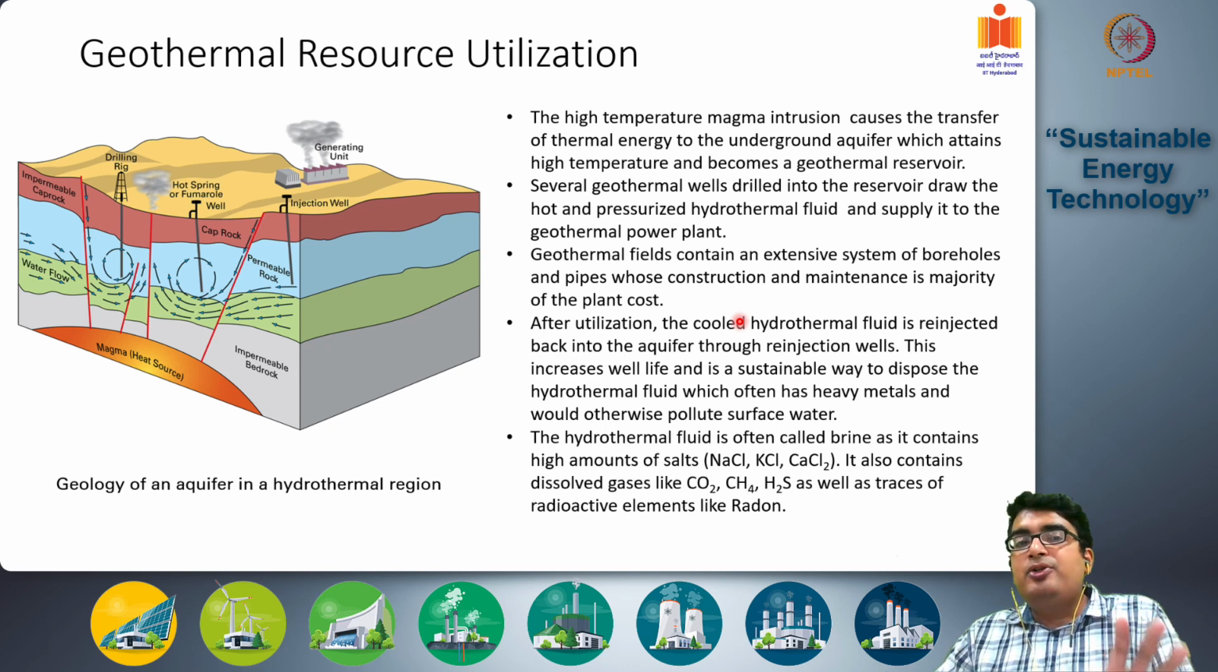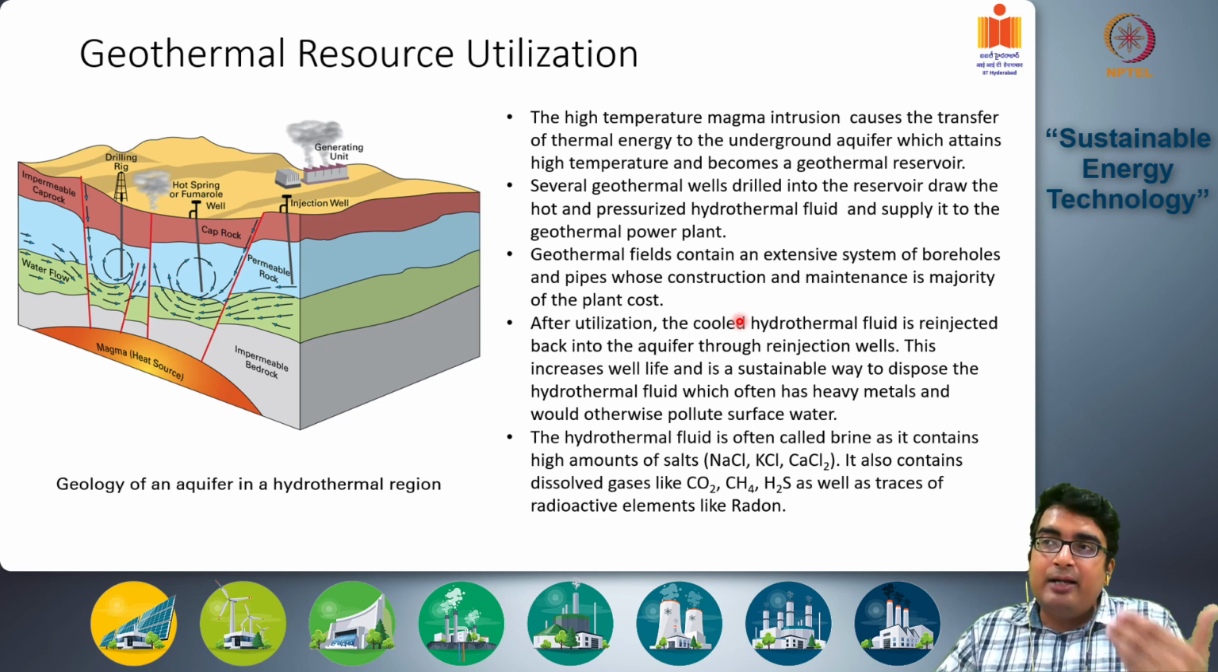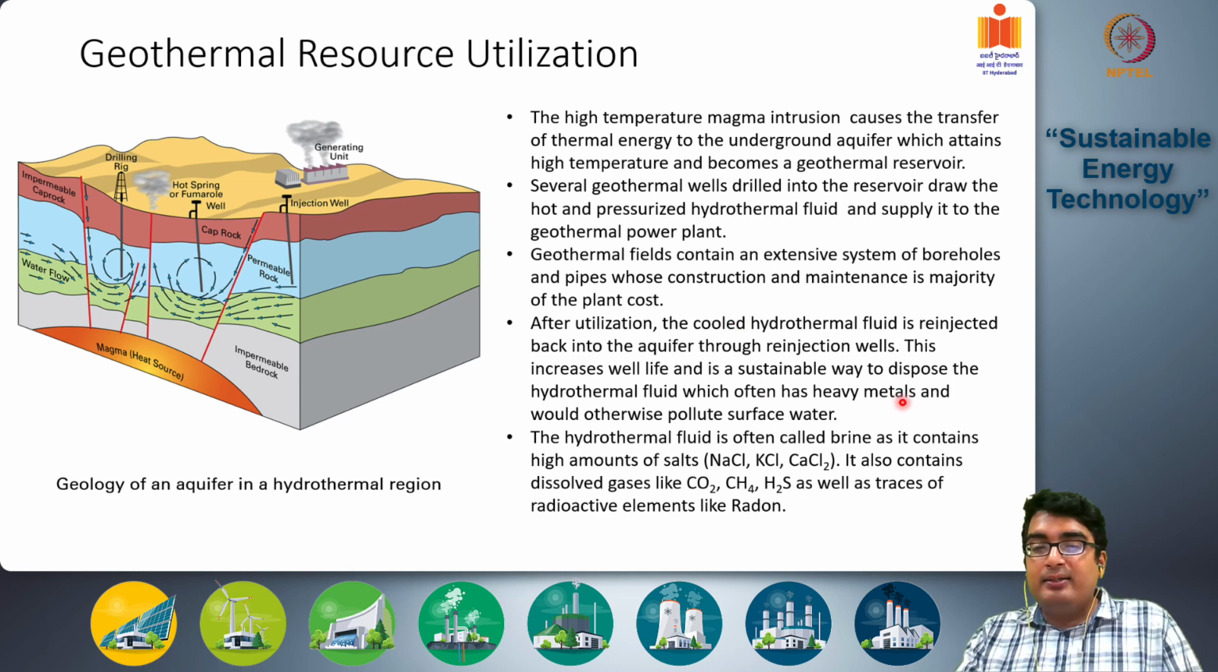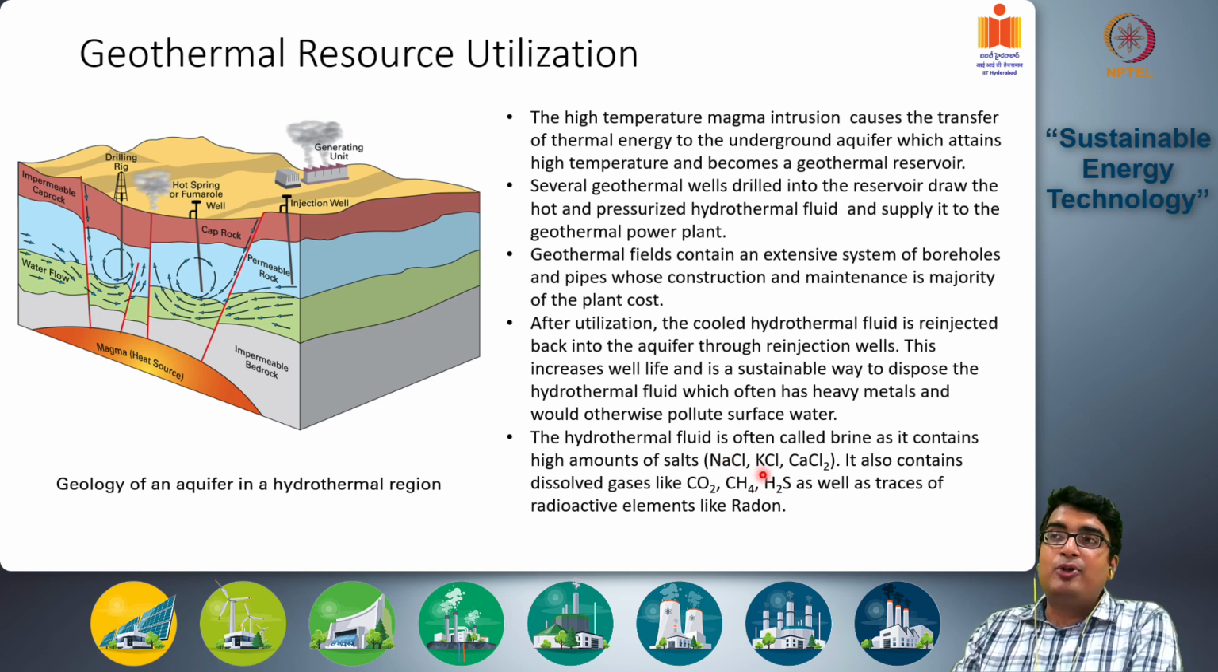Another important thing to note is that re-injection not only helps keep the aquifer recharged so that the water level does not drop, but it is also a safe and sustainable way to dispose of the hydrothermal fluid, which often contains heavy metals and otherwise will pollute the surface water. This hydrothermal fluid is basically a type of brine, and it contains high amounts of dissolved salts like sodium chloride, potassium chloride, calcium chloride. It can also contain dissolved gases like carbon dioxide, methane, hydrogen sulfide, as well as trace amounts of radioactive elements like radon.